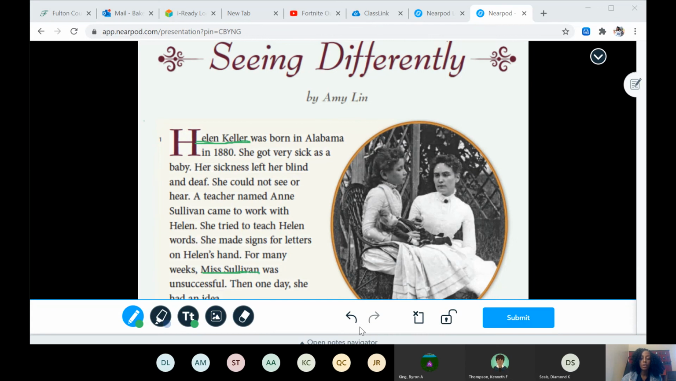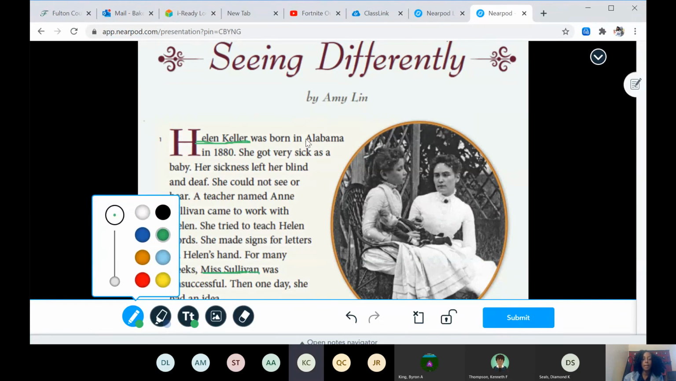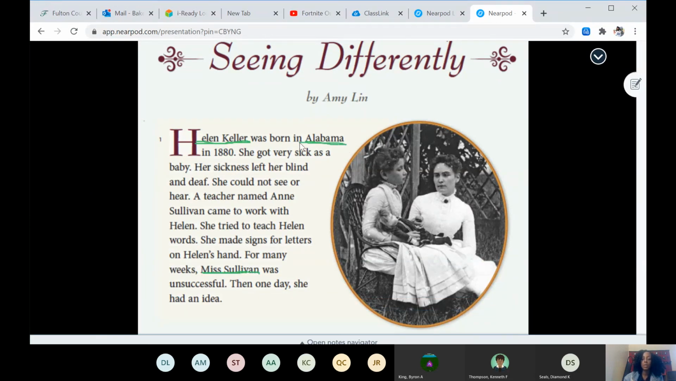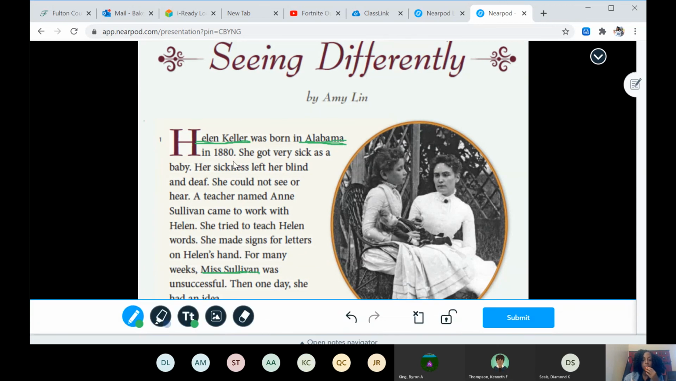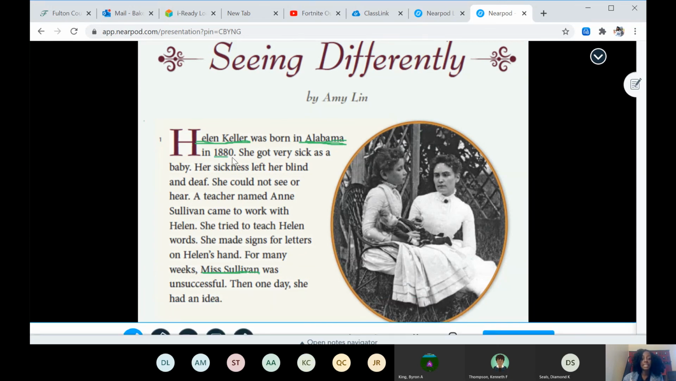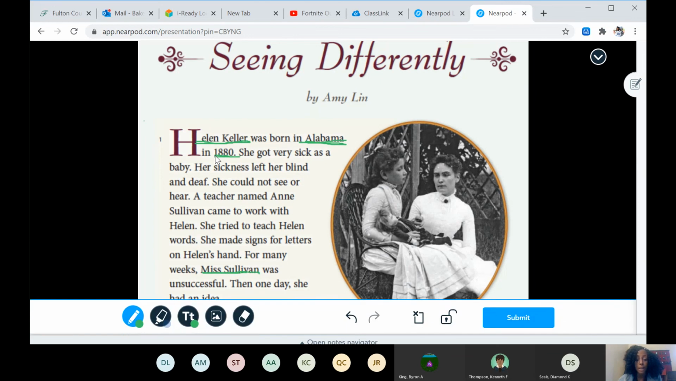Kamarion, I saw you had your hand up. What is our setting, Kamarion? The school. Hold on, wait. So Helen Keller was born where? In Alabama. Yes, in Alabama. But that's not it. When was she born? 1880. Yes, 1880. Thank you. So remember, your setting is where it takes place and when it takes place. So it took place in Alabama, but it also took place in 1880.